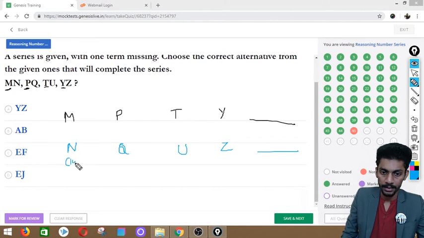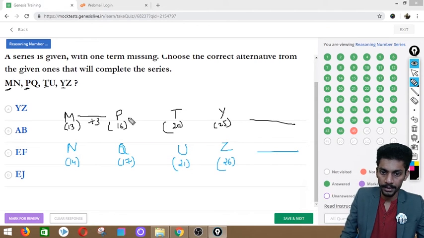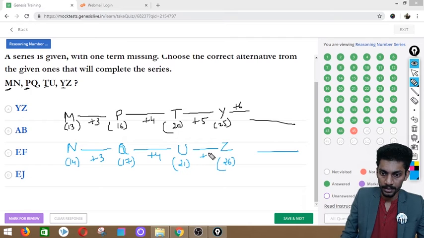Okay. N is the 14th letter, Q is the 17th letter, U is the 21st letter, Z is the 26th letter. What about the other case? M is the 13th letter, P is the 16th letter, T is the 20th letter, Y is the 25th letter. So what is happening here? From here to here it is plus 3, then plus 4, then plus 5, and next should be plus 6. The same pattern is followed in the other series: plus 3, plus 4, plus 5.